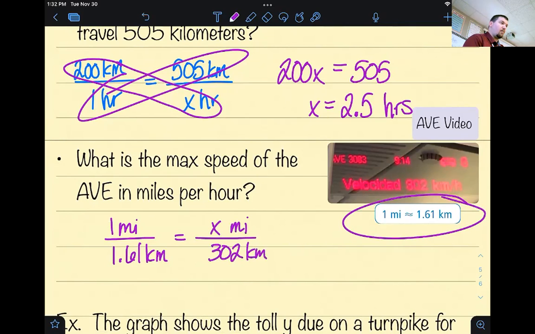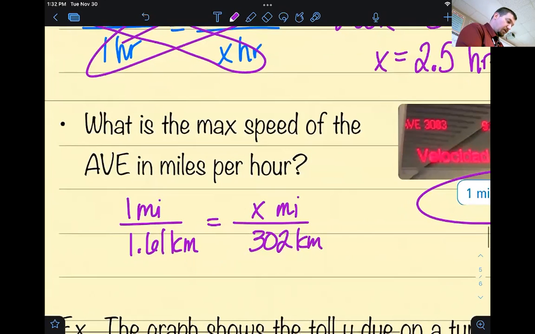Now, you might be thinking, why do I care about the distance? I just want the speed. Because I was traveling 302 kilometers per hour. So if you can tell me what 302 kilometers is in miles, well, that would be miles per hour then. So we cross multiply.